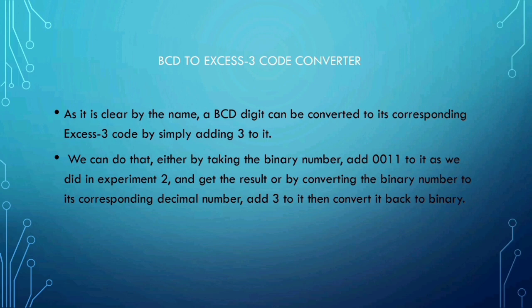As is clear by the name, a BCD digit can be converted to its corresponding XS3 code by simply adding 3 to it. We can do that either by taking the binary number and adding 0011 to it, as we did in experiment 2, and get the result, or by converting the binary number to its corresponding decimal number, adding 3 to it, then converting it back to binary.